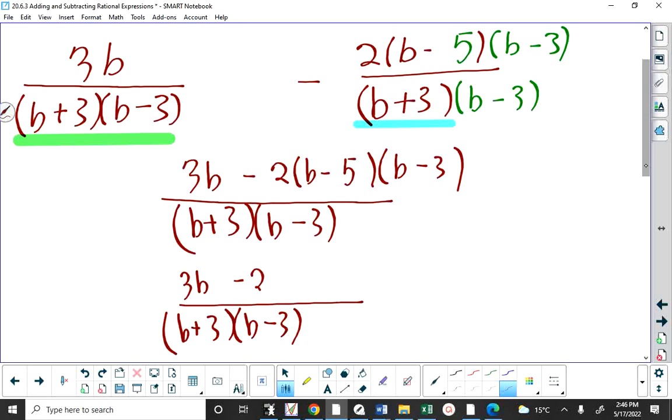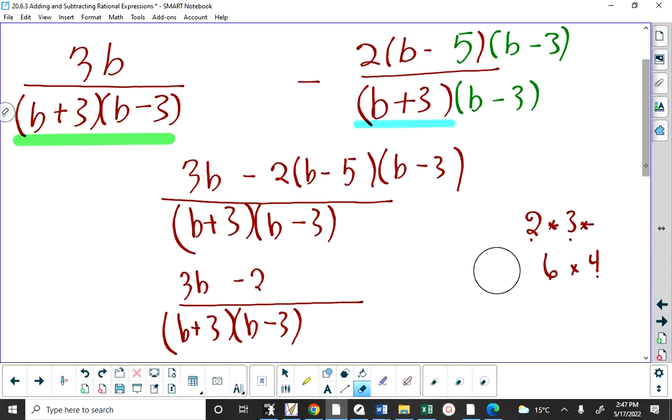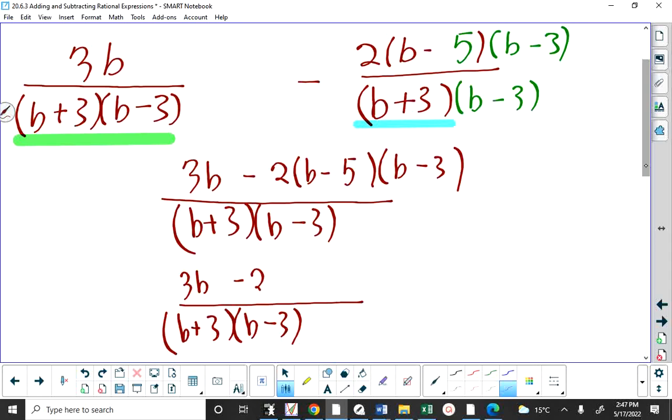If I tell you to multiply 2 times 3 times 4, you can go 2 times 3 is 6 and then multiply by 4. Or you can go 3 times 4 is 12 and then multiply by 2. So I am going to multiply out the foiling aspect first. I'm going to multiply out this.